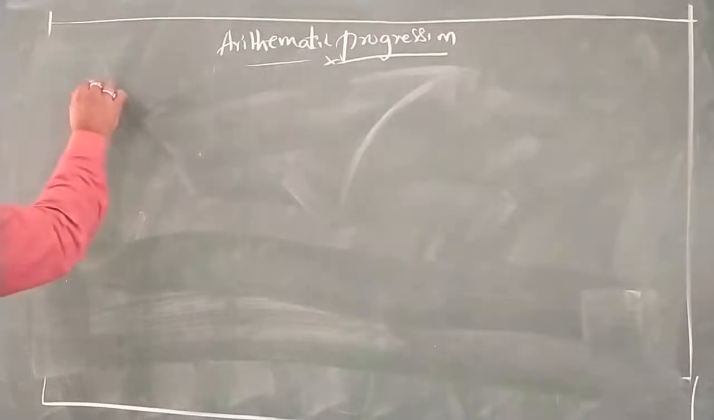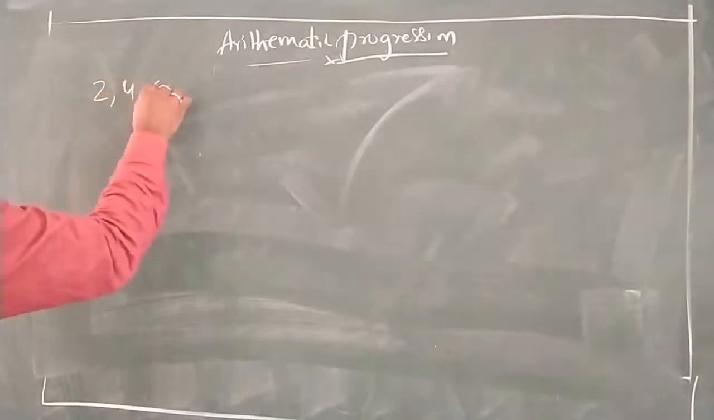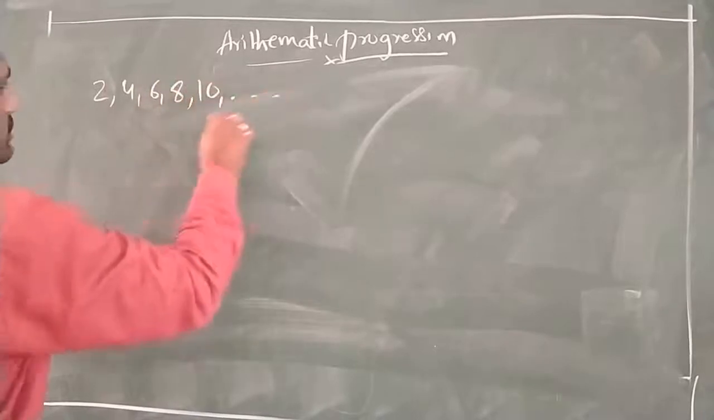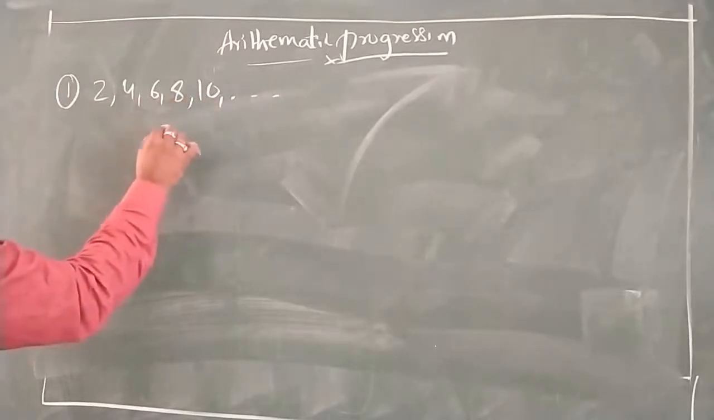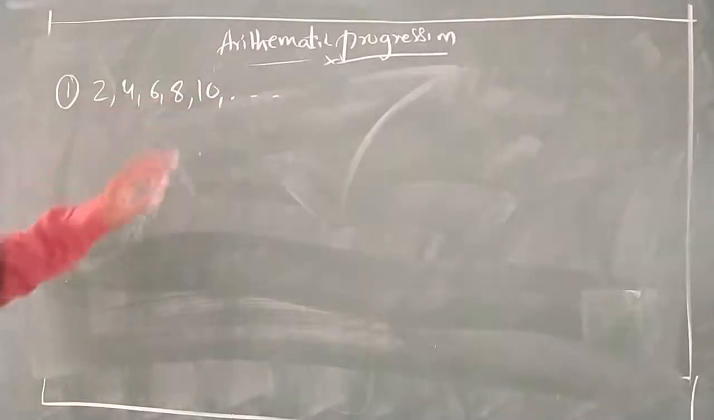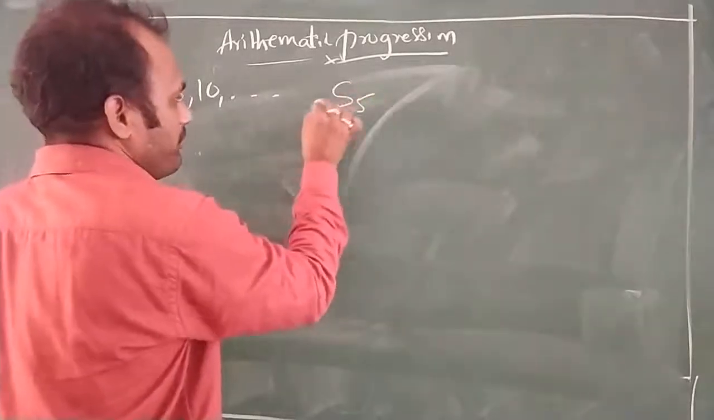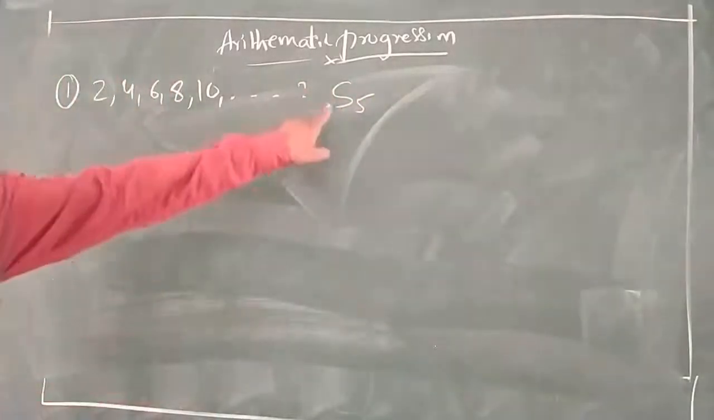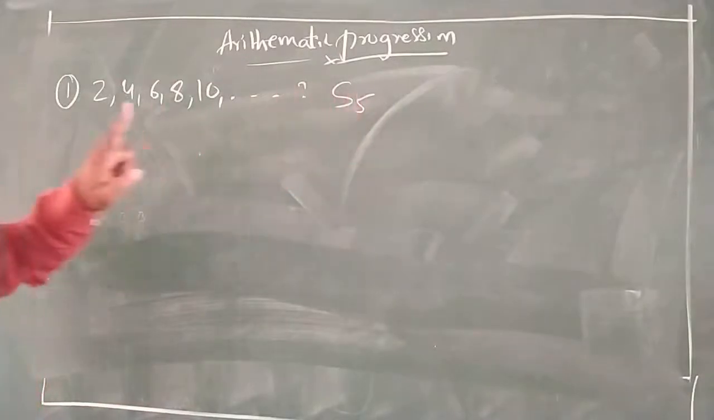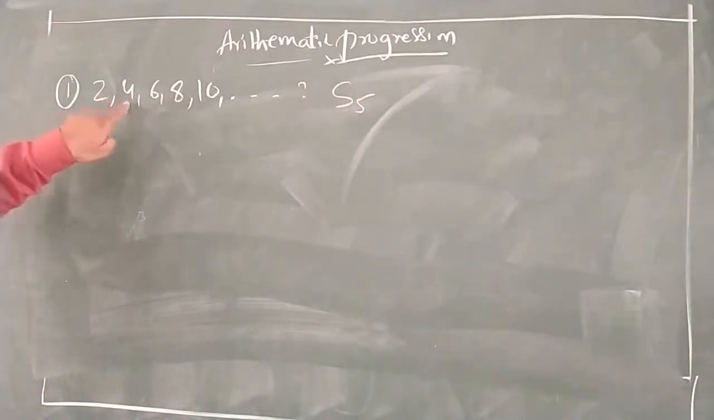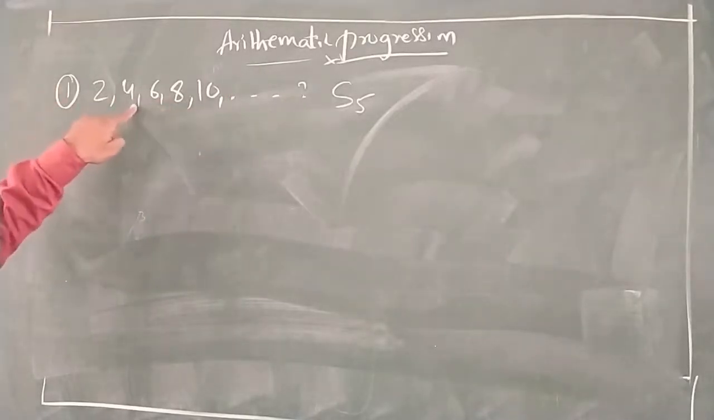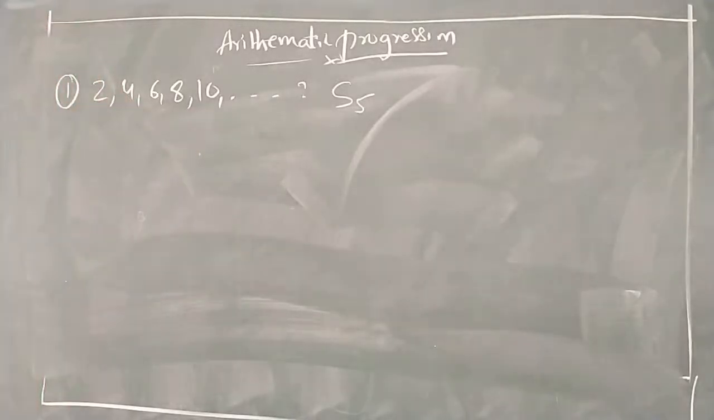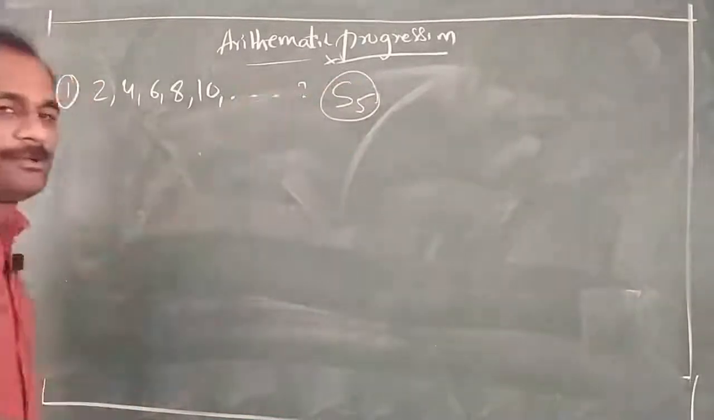For example, in the series 2, 4, 6, 8, 10, how many terms are there in this series? 1, 2, 3, 4, 5. If I am asking the sum of the first 5 terms, that is S5. If I am asking for the S5 value, it indicates that I need to add all the first 5 terms of my AP series. First we need to check whether it is in AP or not. If it is clearly given in the question that it is in AP, then we can directly find it using the S5 formula.